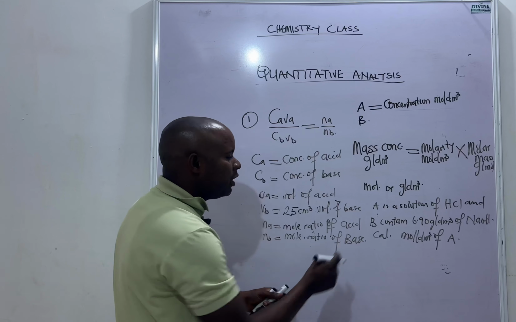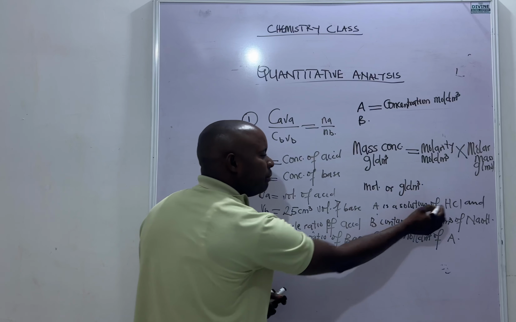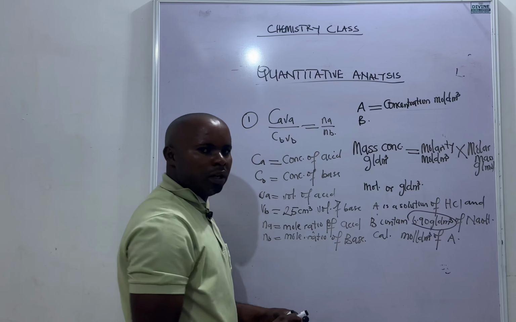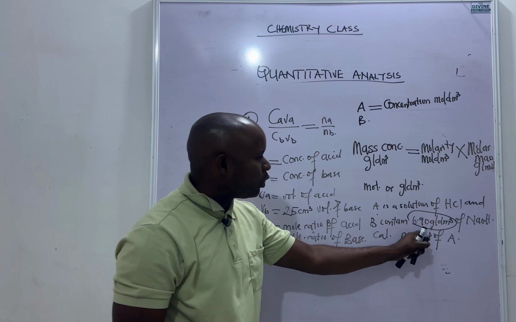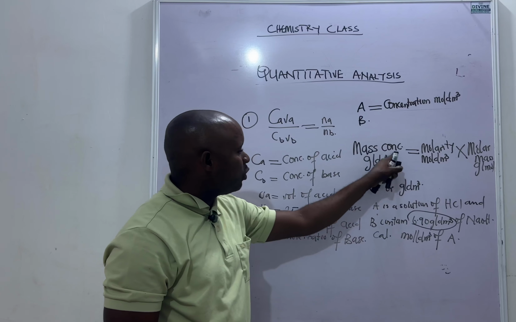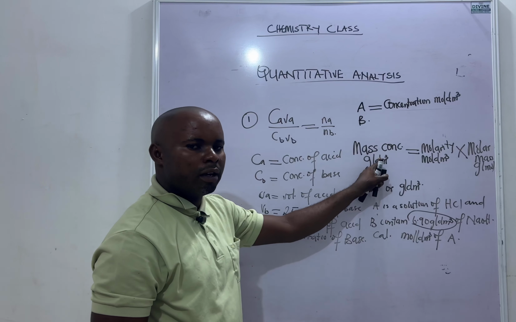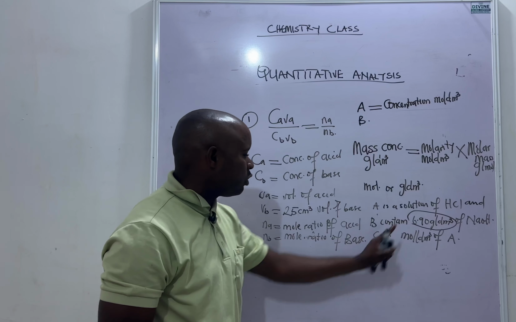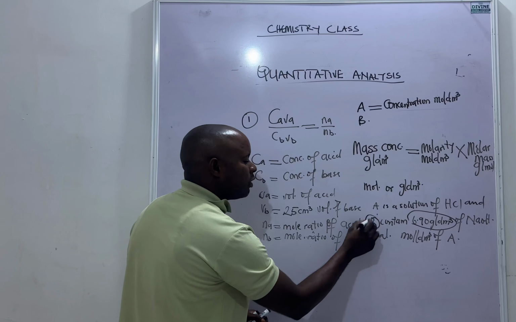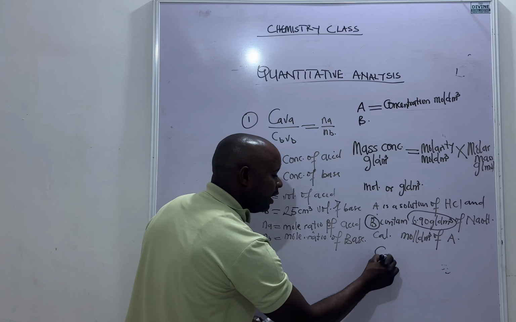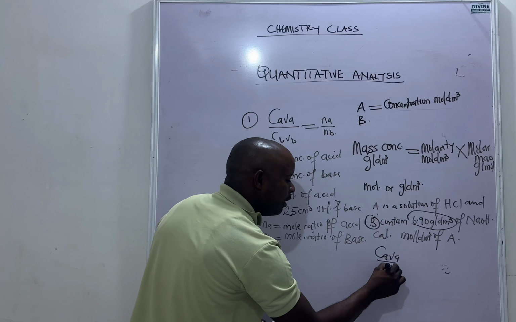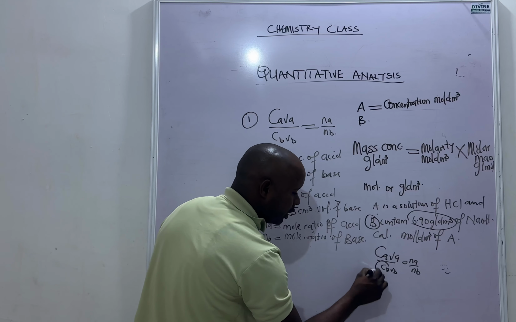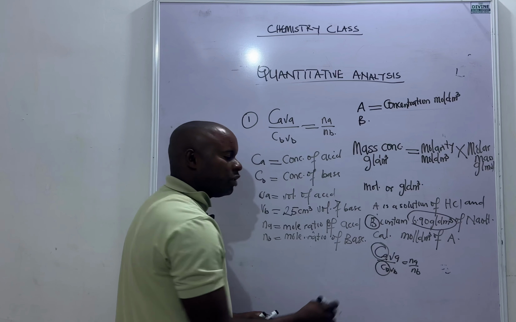That is to say, neither the concentration of A nor that of B is given to us, but the mass concentration of this base is given to us. We can use this mass concentration by inputting it in this formula, so that we can have the molarity of B. If you are able to have the concentration of B, you can now use CA VA all over CB VB equals to NA all over NB. So by so doing, I know the concentration of one, and I can know the concentration of the other by using this formula.